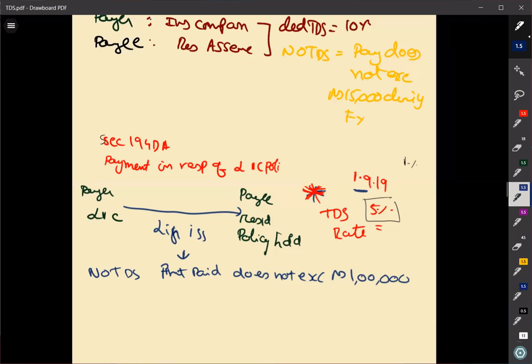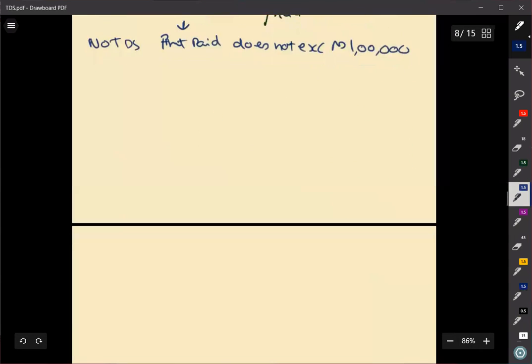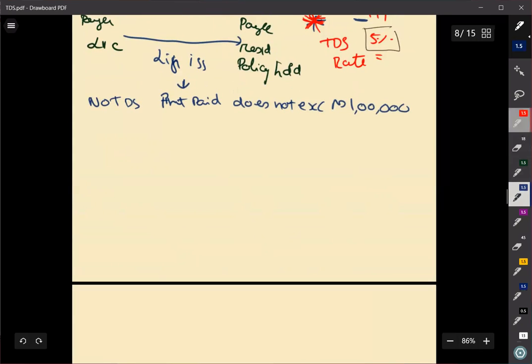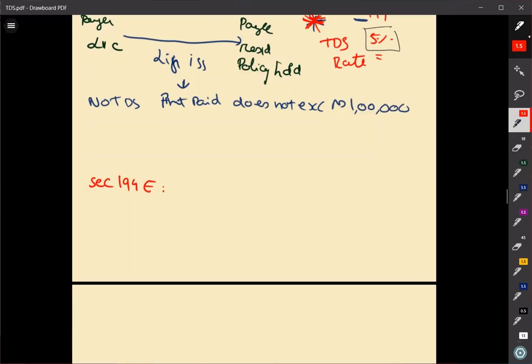So the next section is something called as 194E. Let us see. What is 194E? To whom is this section applicable? Let us try to understand. Section 194E. As every section is having a payer and payee, even this section is having a responsible person called as payer and the other person called as payee.